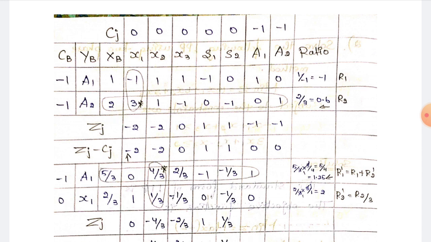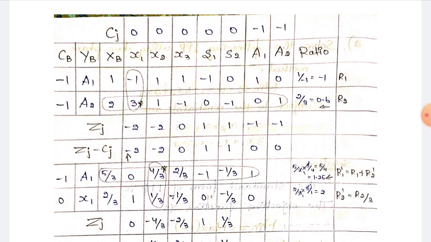Now you have to find the Zj value. You calculate Zj by multiplying the CB column with that same column. So minus 1 into minus 1 plus minus 1 into 3: 1 minus 3 means minus 2. The next column is minus 1 plus 1, so the value will be 0. The next is positive 1, because minus 1 into minus 1 is plus 1. The next column's first value will be 0, so minus 1 into minus 1 is plus 1. For A1 the Zj value will be minus 1, and for A2 also minus 1.